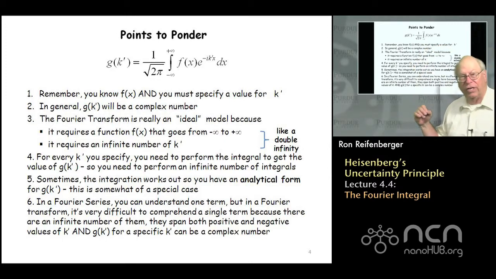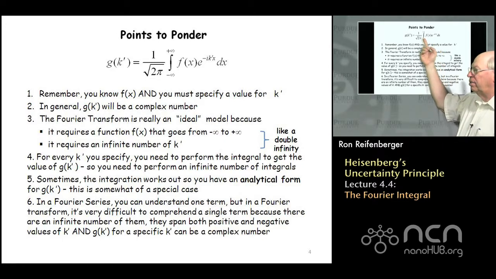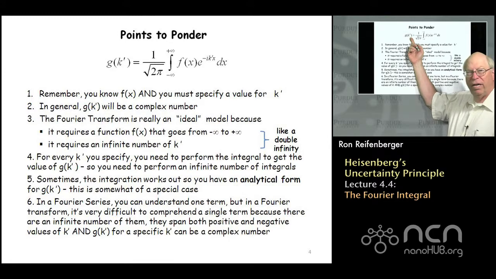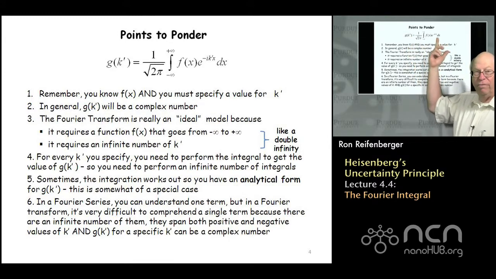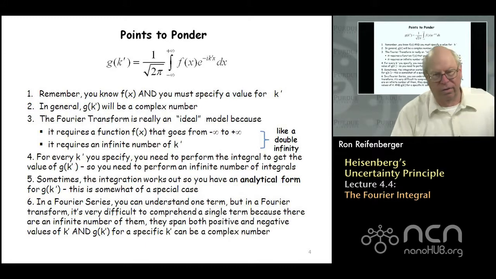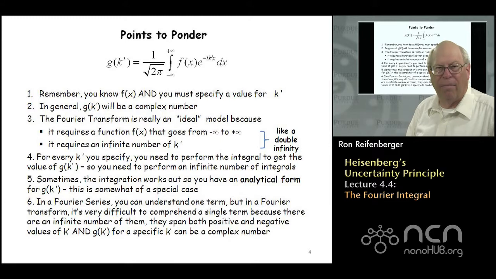The other thing I'll say is that this expression here basically requires you to specify an infinite number of different k primes, right? So in order to pull this integral off, you need to know g of k prime for every k prime you can imagine. And so there's an infinite number of k primes. For each k prime, you're going to have to do an integral from minus infinity to infinity. So I like to refer to this as almost like a problem that has two infinities associated with it. And that also causes difficulty, right? You have to know how to deal with that.